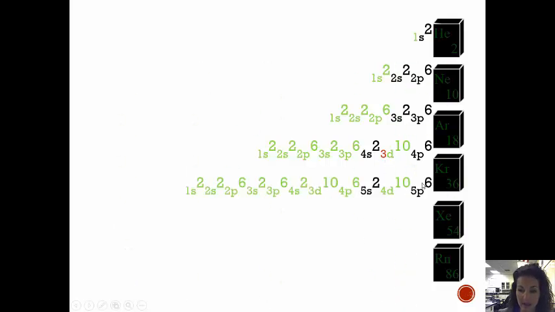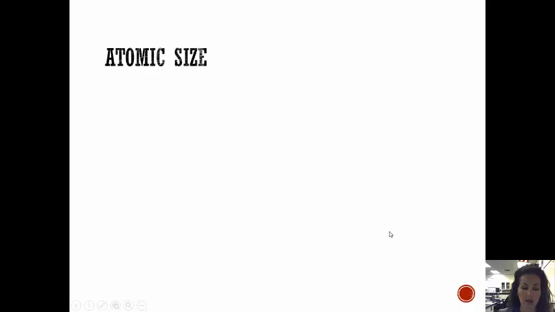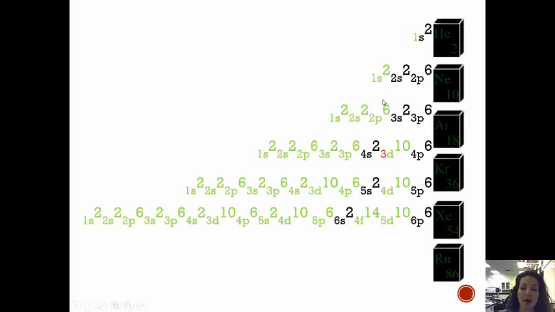And same thing for the xenon. S2P6, S2P6 for the radon as well. Okay, so that helps explain the groupings here. They're all S2P6. They all have full shells. They're unreactive, so they behave similarly, which is why they're all in the same group.